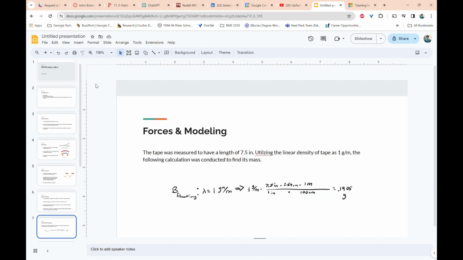The following equation was used to find the mass of my tape. Knowing that the linear density of the tape was 1 gram per meter, and knowing that the length of my tape was 7.5 inches, I was able to find the mass.